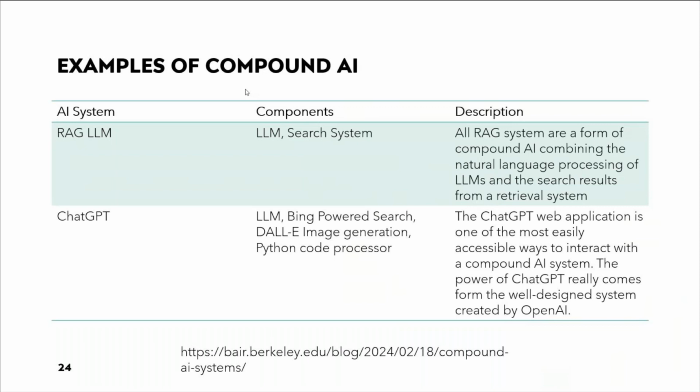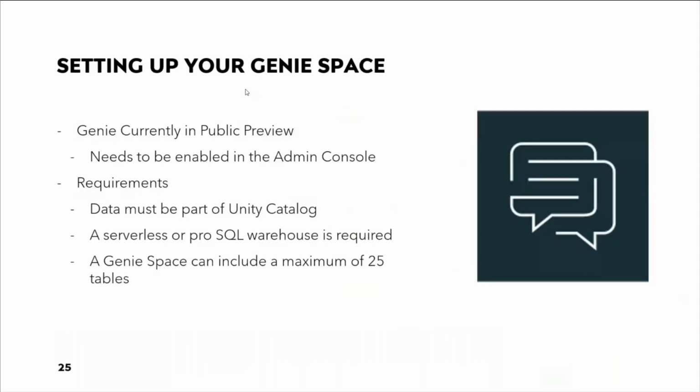Ask it to generate an image. It's not the large language model that's generating the image. Now it's talking to DALL-E to generate the image and send it back to you. And then there's a whole bunch of other extensions that do a lot of fun stuff, like a Python code processor. All right, so now back to the Genie space.